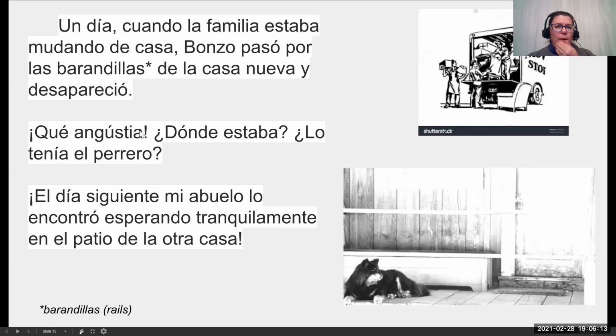Now where? Is there a where? Something about house, and I see a moving truck. So mudando de casa. I wonder if that's moving from the house. And then barandillas or rails. Okay, so it looks like Bonzo rails house. Dónde estaba? Where was he? El patio de la otra casa. The patio of the other house. Have you heard stories about dogs doing that? So you've got the idea.